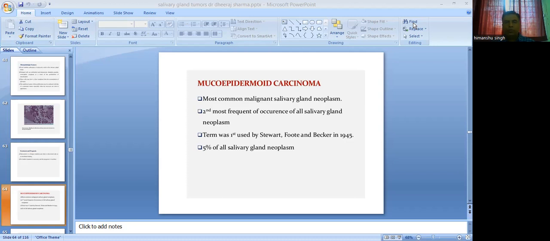The term was first coined by Stewart and Foote in the year 1945. It consists of 5% of all the salivary gland neoplasms.